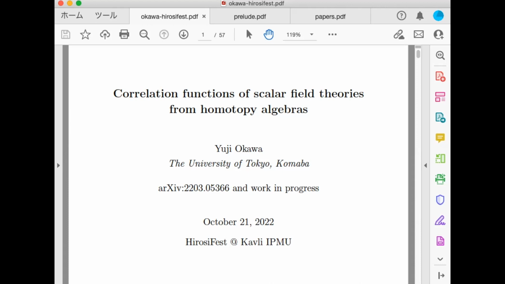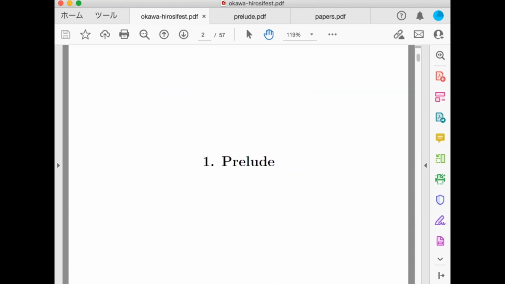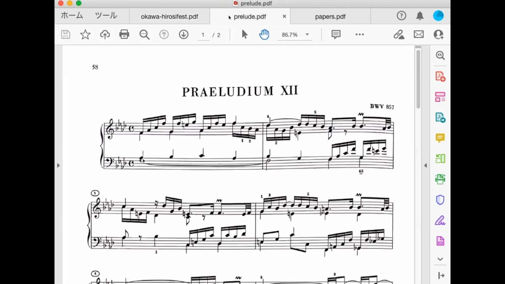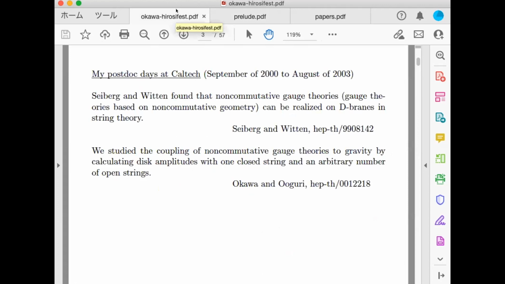Honored to speak at this wonderful conference celebrating our recent 60th birthday. Congratulations. Before moving to the introduction, let me start with a review. By the way, this is the one I really like, but I'm not going to talk about this. I'm going to talk about my postdoc days at Caltech. I was a postdoc from September of 2000 to August of 2003.